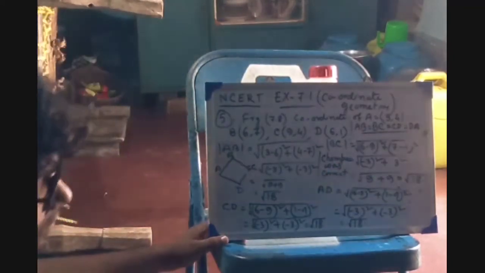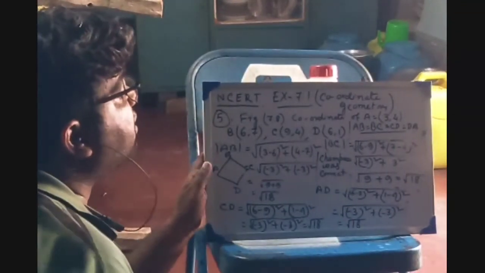Hope you are able to see the board. Next move to question number 6. Now in question number 6, name the type of quadrilateral formed, if any, by the following points and give reasons for your answer.